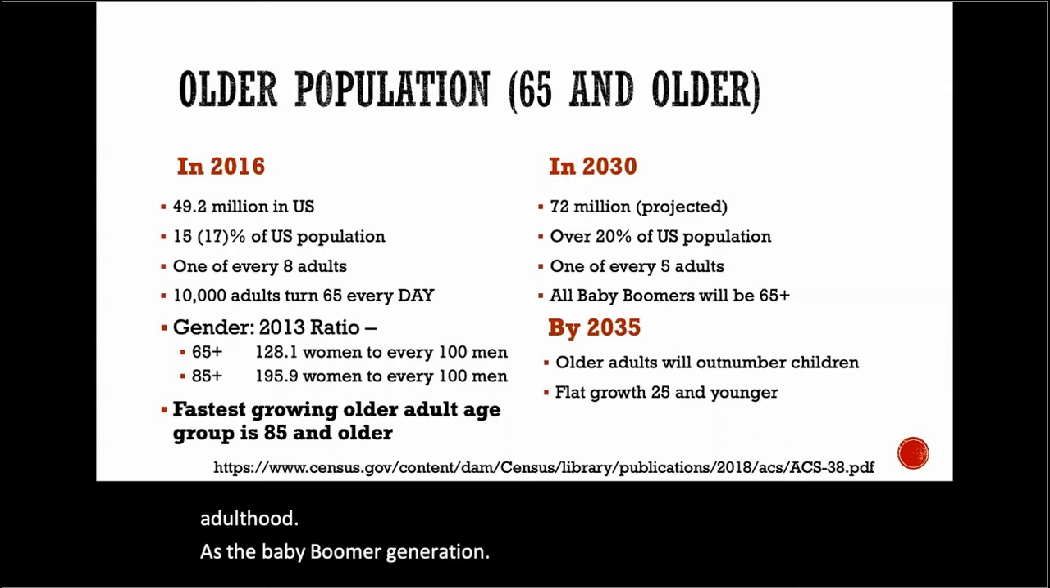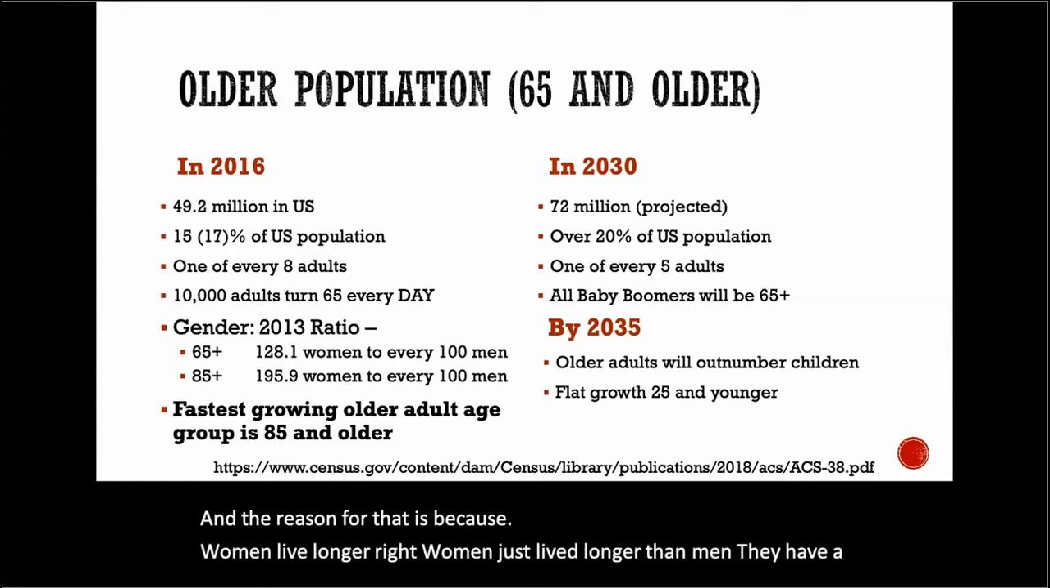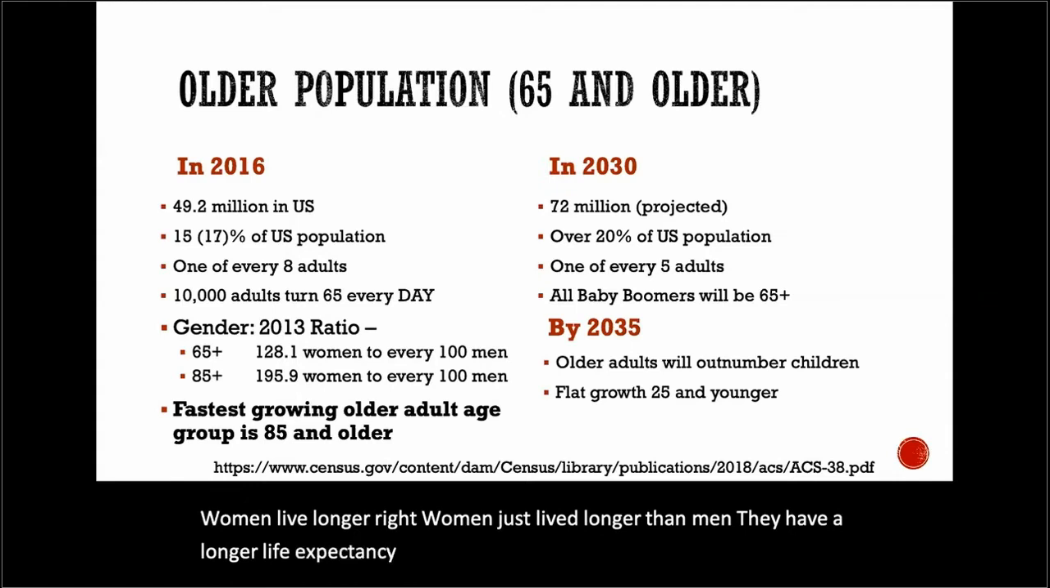As a cohort, if you will, of people age, the ratio of men to women changes. And the reason for that is because women live longer, right? Women just live longer than men. They have a longer life expectancy. So as a cohort of people continue to age, it will have more and more women.